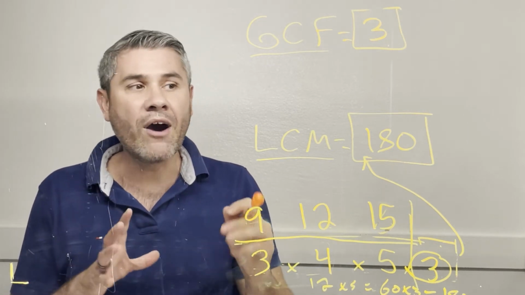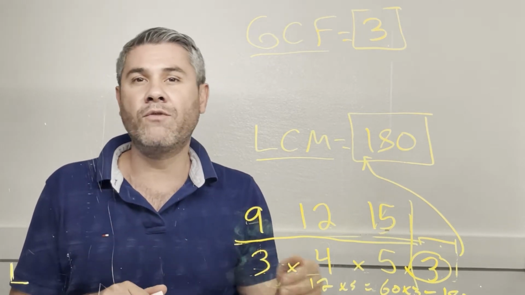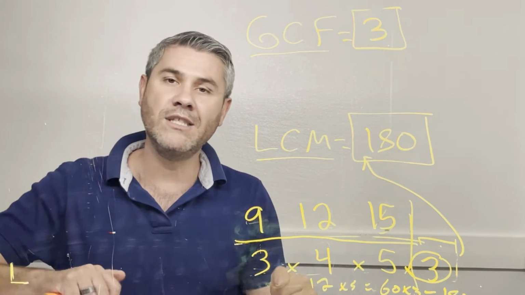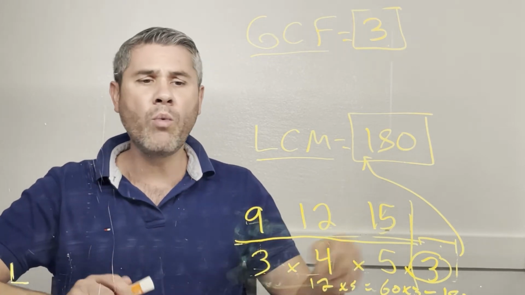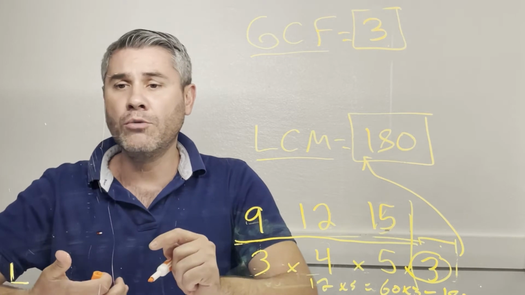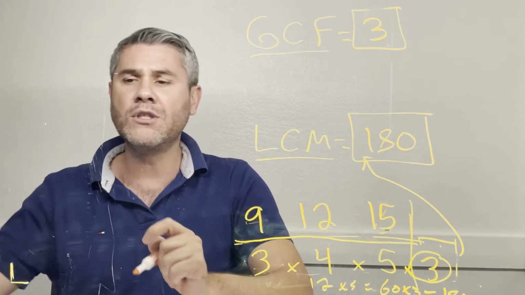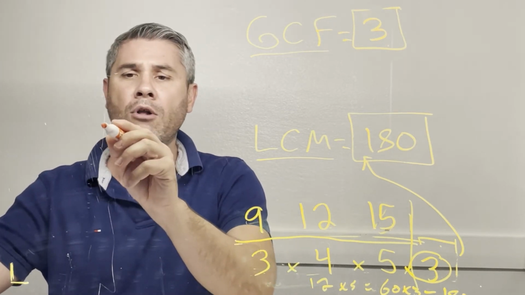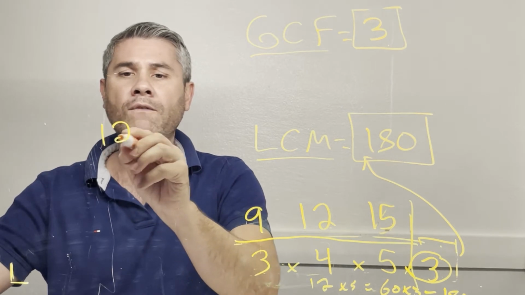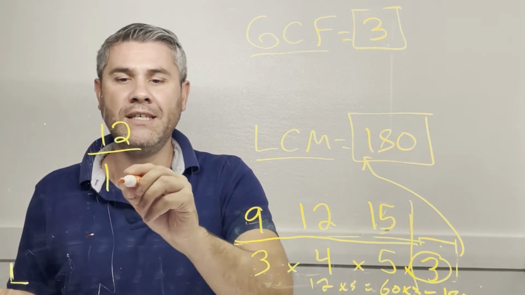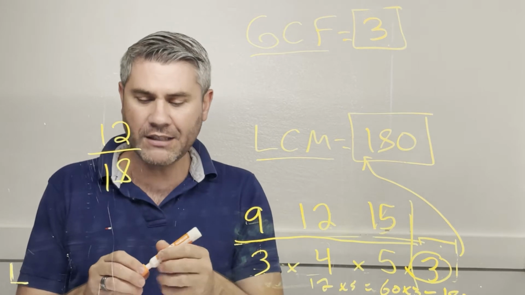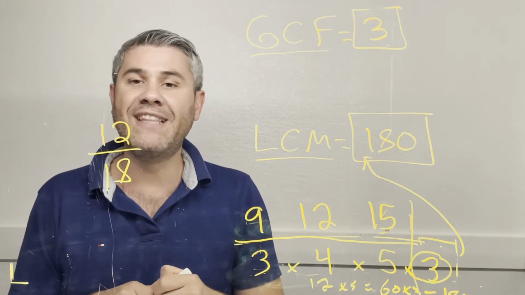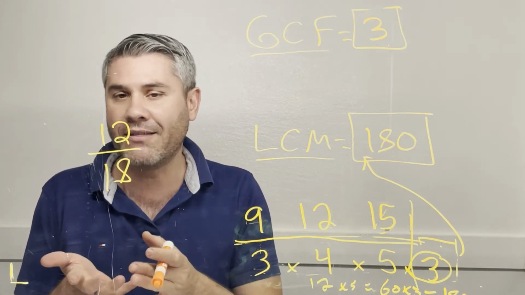All right, so now I hope that helps you see a little bit the difference between greatest common factor versus least common multiple. Why do we want to use this? Let's assume you have a fraction and we're trying to reduce it. Let's put, for example, 12 over 18. On 12 over 18, we're trying to reduce that fraction. You cannot leave your answer like that.